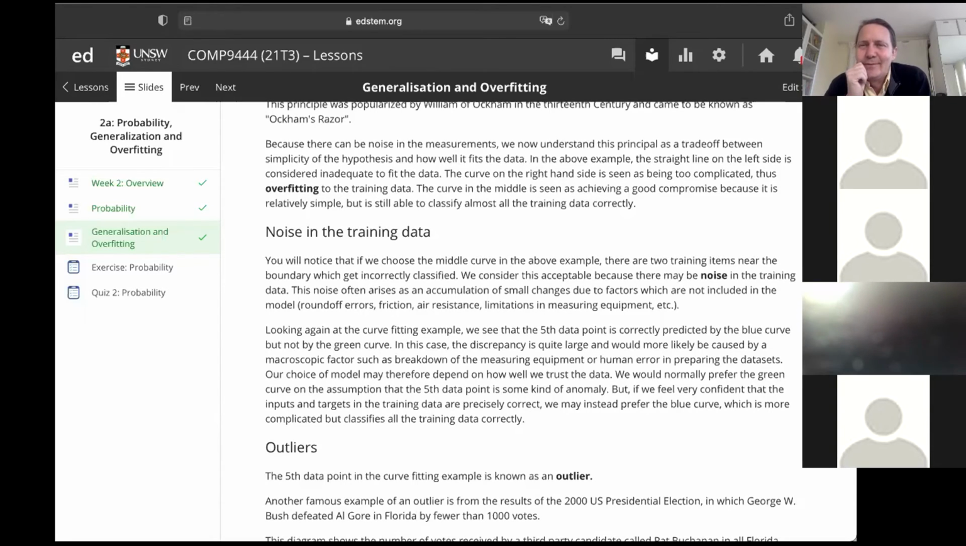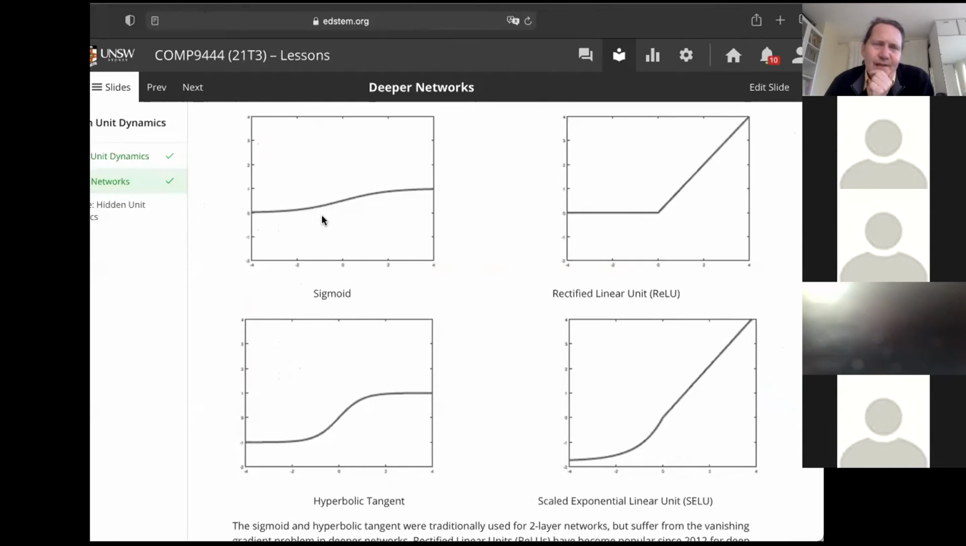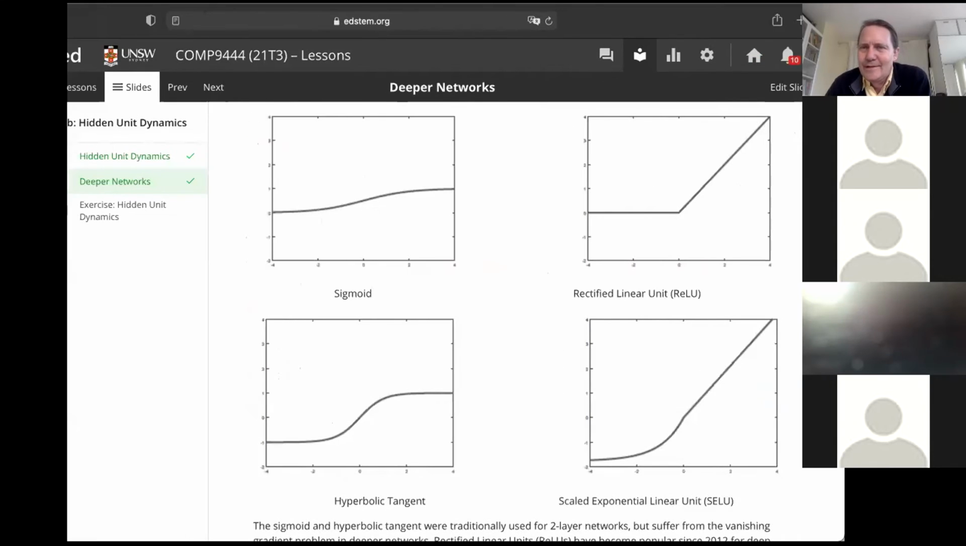Mohammed's asking about which activation function. So far we've talked about sigmoid and hyperbolic tangent. One of the techniques we're going to look at for trying to train deeper networks is the rectified linear unit. Often, not always, these ReLUs tend to work better when you have a deep network.